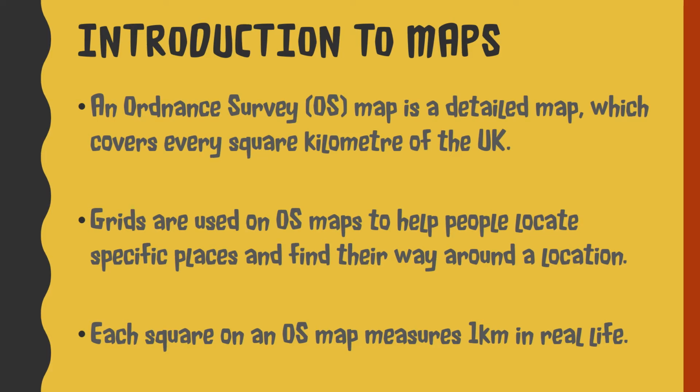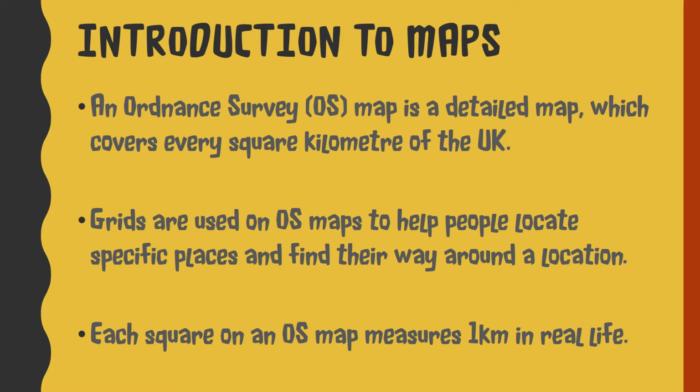So, for example, we might get one that would cover Middlesbrough, and we might get one that might cover the North York Moors, and we might get one that covers Newcastle. You are not going to get one for the whole of the UK because it would go on for miles and miles. Instead, it's split up into lots of little different maps, and you would buy one for the place that you needed it for.